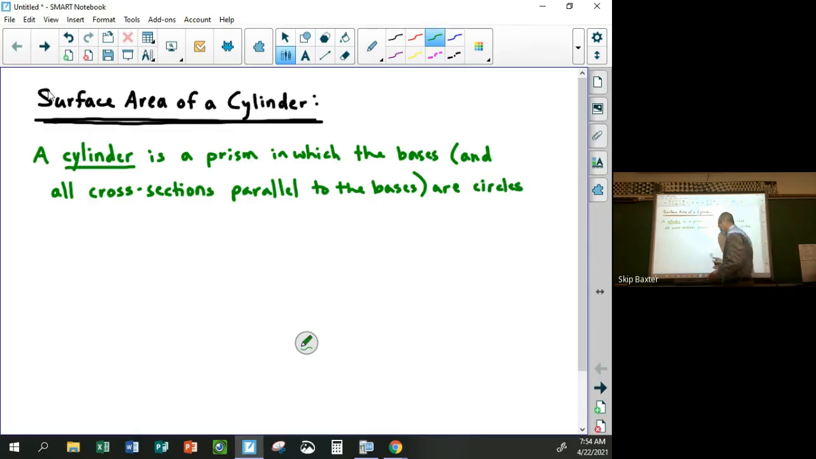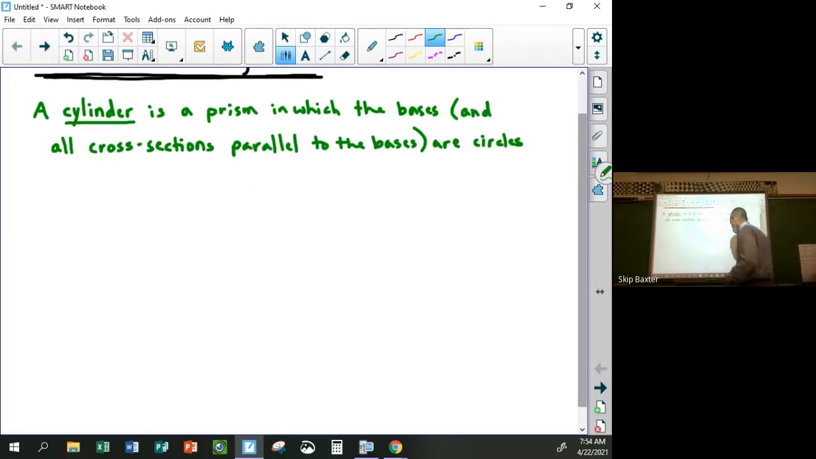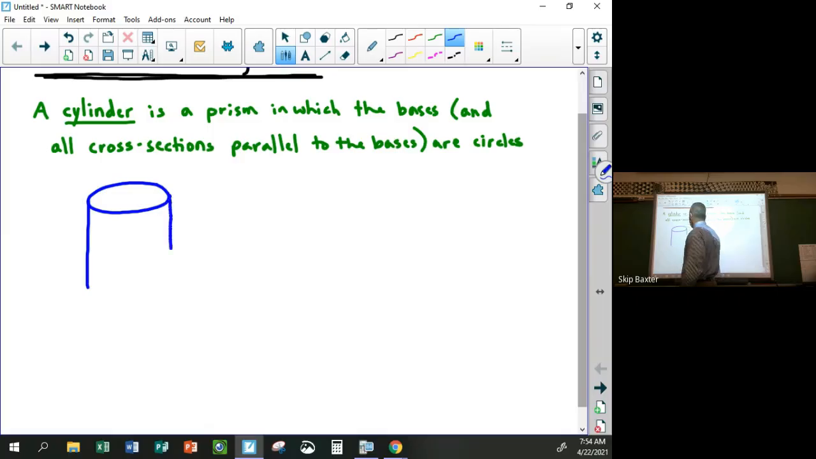So remember what a prism is. A prism is just a 3D figure that has two parallel congruent bases, and all the cross sections parallel to that are also congruent to the base. So this is the same deal, except all these cross sections and the bases are circles, congruent circles. That's a cylinder.